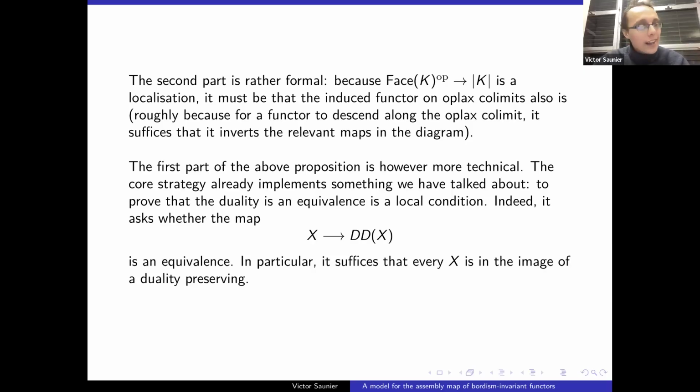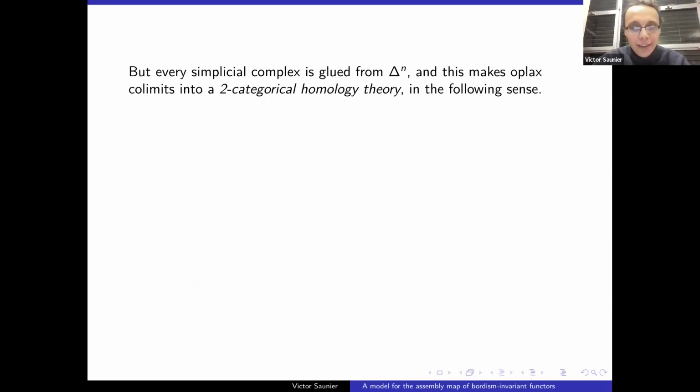In particular, it's sufficient to prove that the category is Poincare to check that every x is in the image of a duality preserving functor. And so this is what the strategy implements: if you have a simplicial complex, it's built out of delta n's. And now you just need to check that something on delta n, like the kernels on delta n, are all stable under the duality, and so they induce a duality preserving functor onto the kernel.